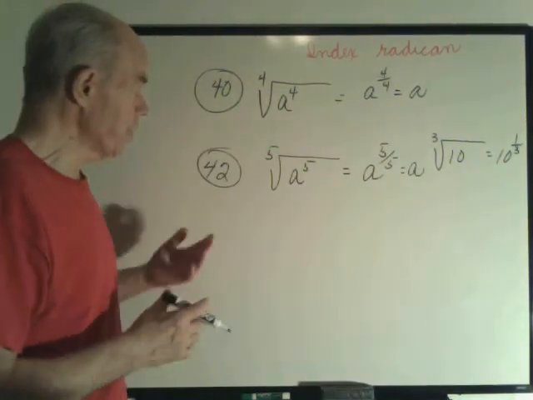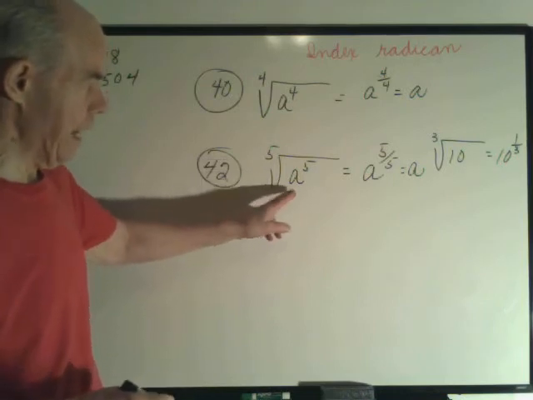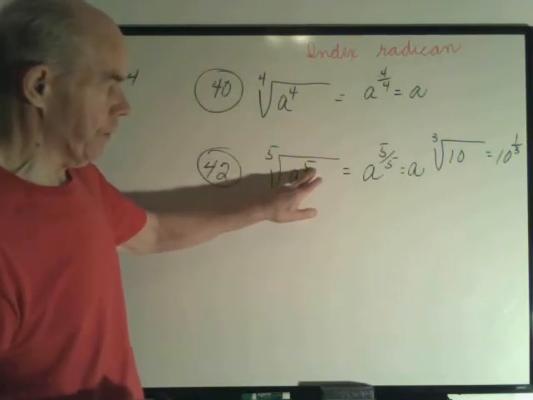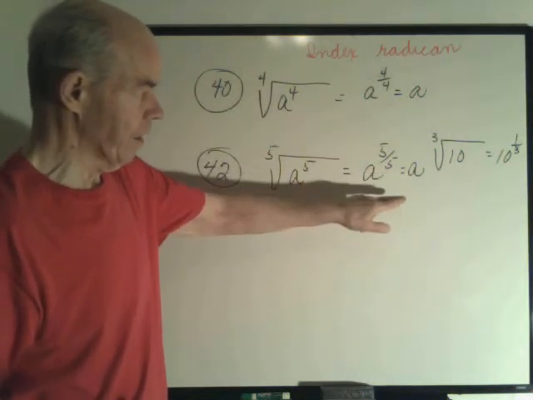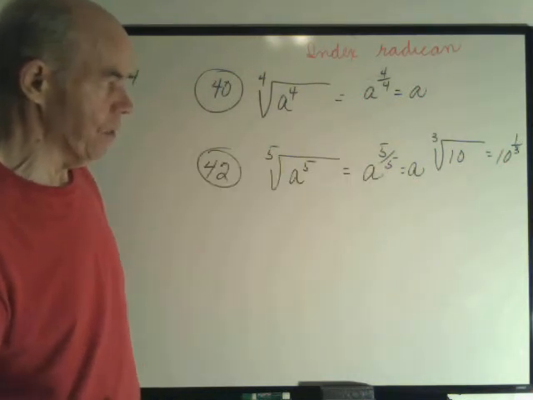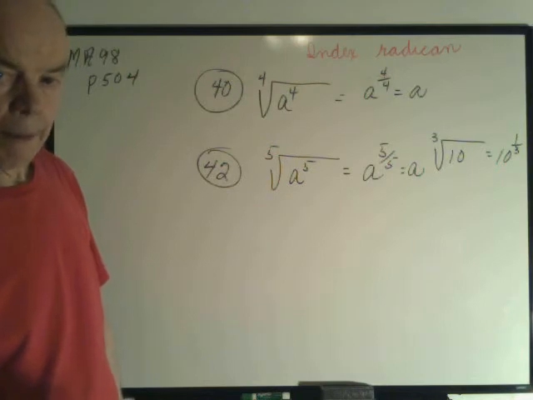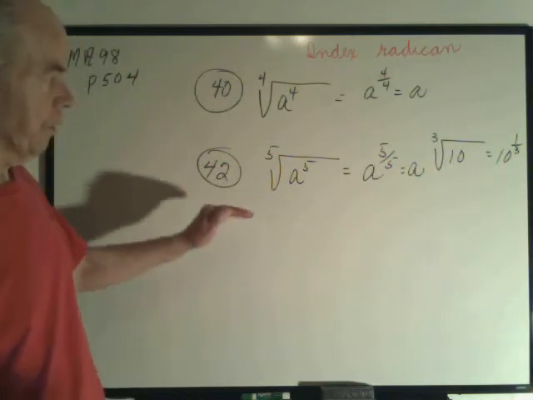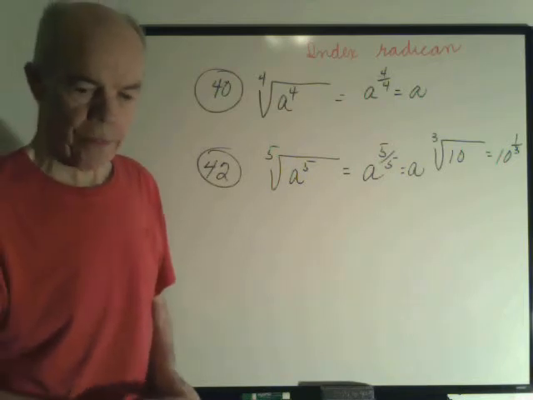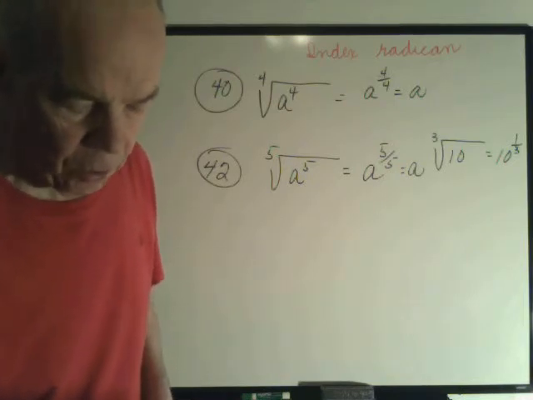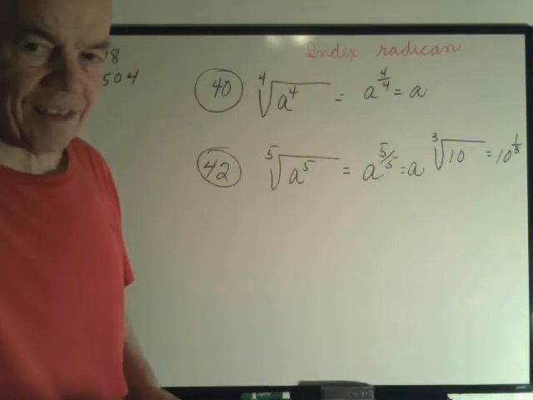Okay, number 42 is basically the same. It's going to be a. This becomes the numerator and the fractional exponent. This becomes the denominator. 5 divided by 5 is 1, so you have a to the 1. Now, when I give you problems like this, do them out step by step. It'll make you feel more comfortable with them. All right, take a look at number 46.